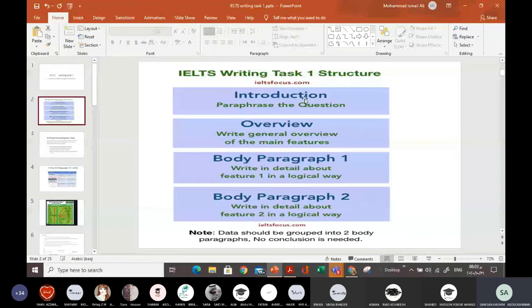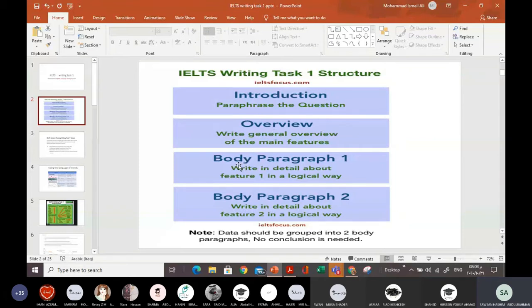But we have what? We have the introduction. Look at the word introduction: it is to paraphrase the question. They are going to give you the question and you are going to paraphrase the question. What is the meaning of paraphrase the question? It means you are going to write it as a summary. The same question, but change this question into a statement, into a sentence. So this is the meaning of paraphrasing the question, and we are going to apply it nowadays.